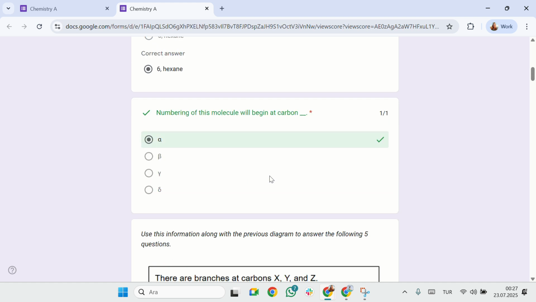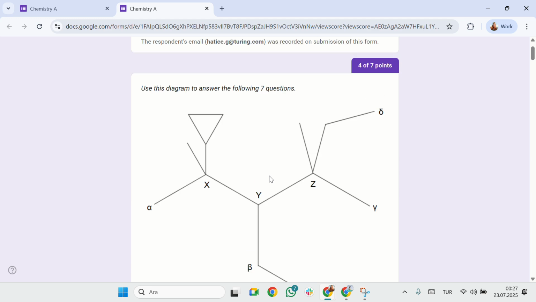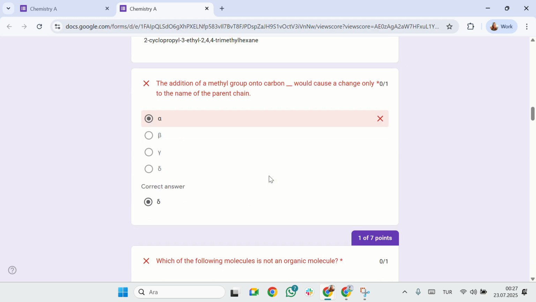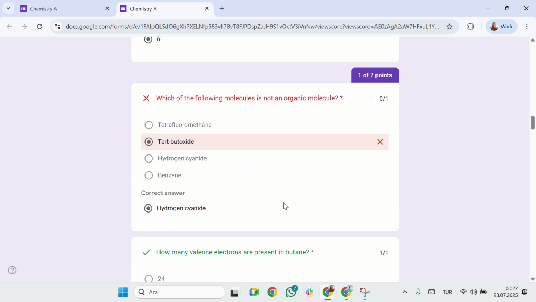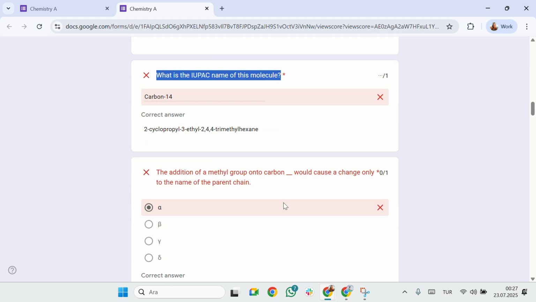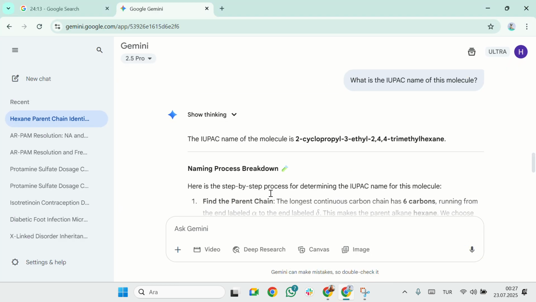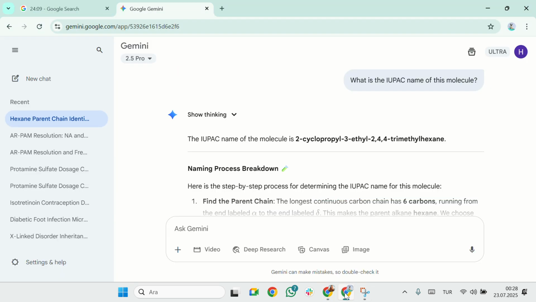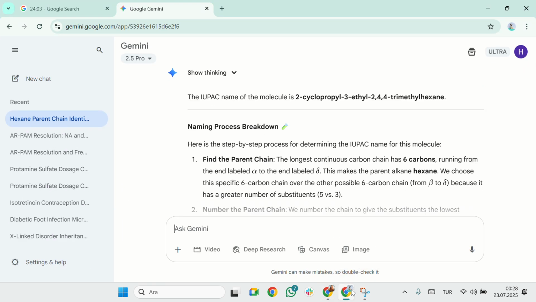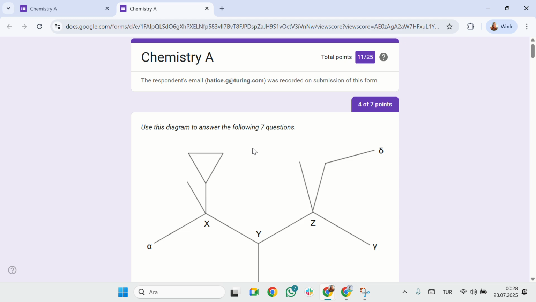Oh, now I remember how the organic compound is named according to IUPAC. Okay, let's see it from here. 2 cyclopropyl 3 ethyl 2,4,4 3 methyl hexane. Okay. Let me open this image in here. Okay.